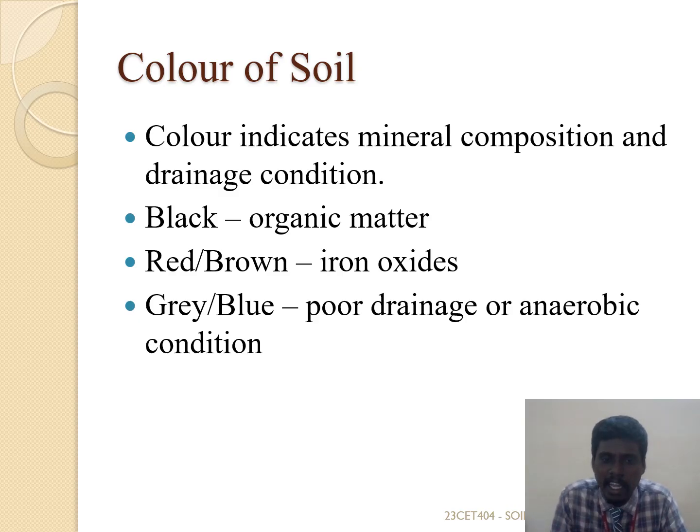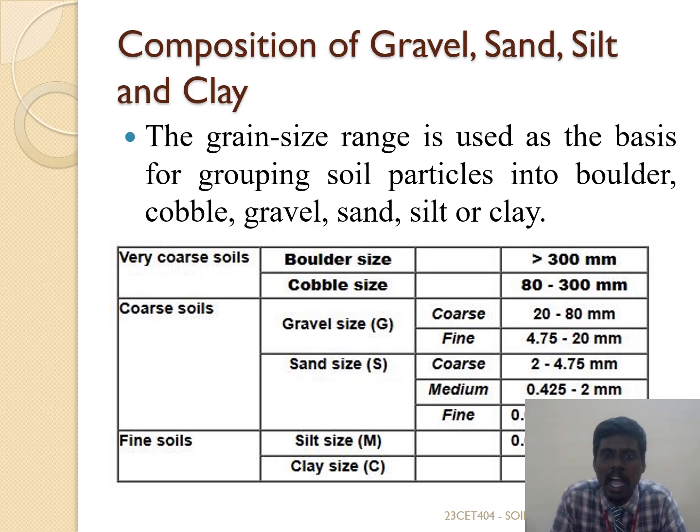If it is a gray or a blue color, it should be anaerobic conditions and poor in iron oxides. The next one is the composition of gravel, sand, silt and clay. Based on that, every soil should have ranges of these main portions: gravel, sand, silt, and clay. We already discussed the particle sizes of these four things.